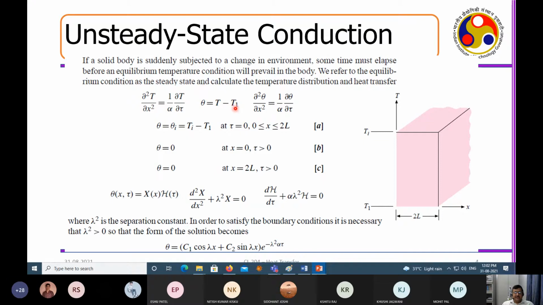And then we give a very easy transformation, theta equal to t minus t1, in order to get the equation in terms of theta. And then we enforce these conditions, in which one will be an initial condition and two will be boundary conditions. And that has been written here. And then what we do, we apply a mathematical trick called the separation of variables.